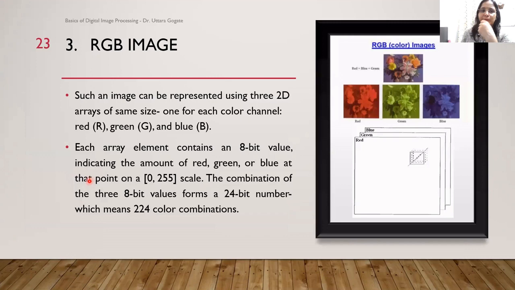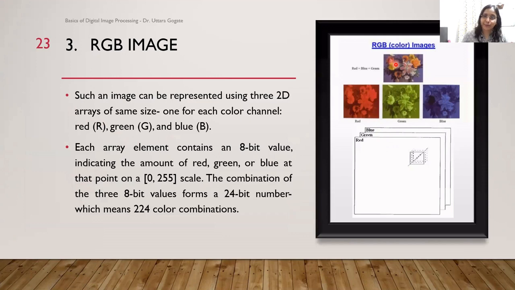The third is the RGB values. This is a color value. As we have seen, one grayscale value is represented using one single plane. Similarly, for representing RGB, that is a color image, we require 3 two-dimensional arrays, one for red, one for green, and one for blue. Now see, we require 3 different planes for RGB, and when you combine these 3 planes together, you get a colored image.